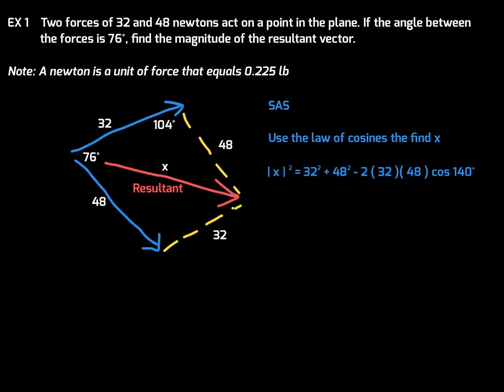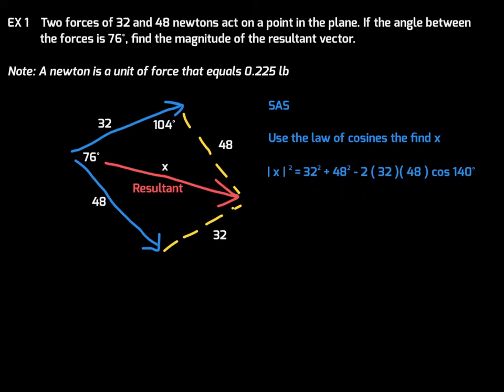So what I have here is the magnitude of x. That's the magnitude of the resultant vector, right? Which is the length of the vector. Quantity squared is equal to all of this, which is the law of cosines.